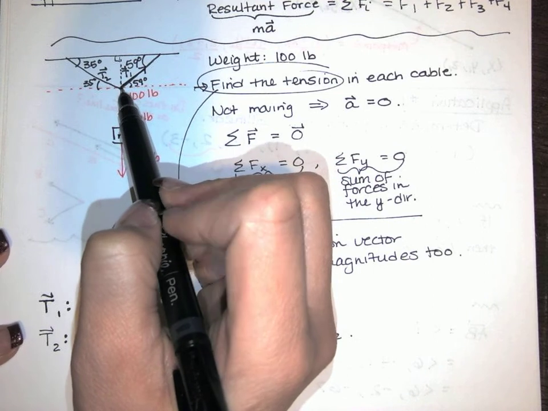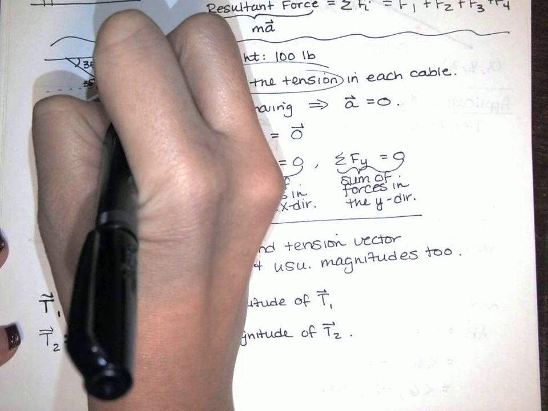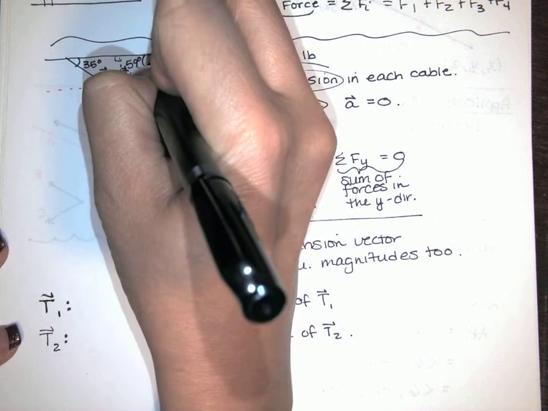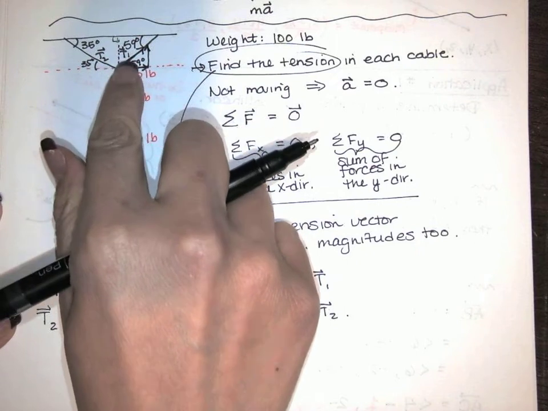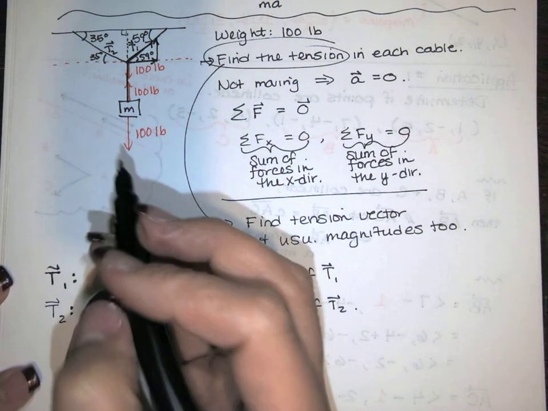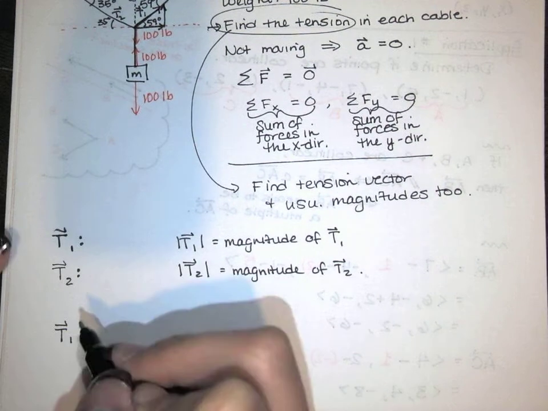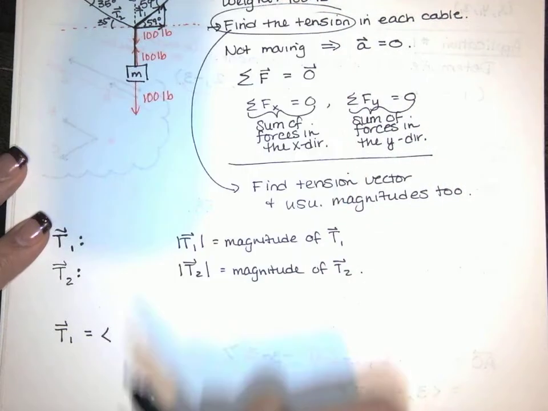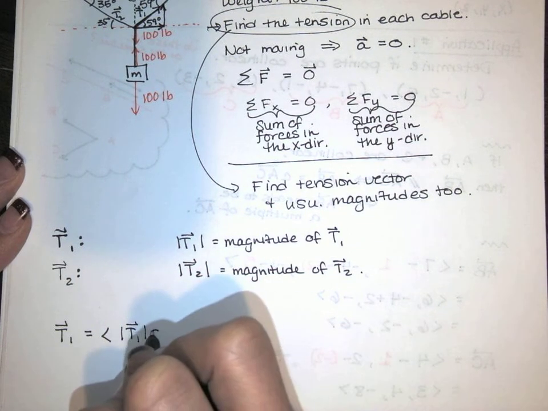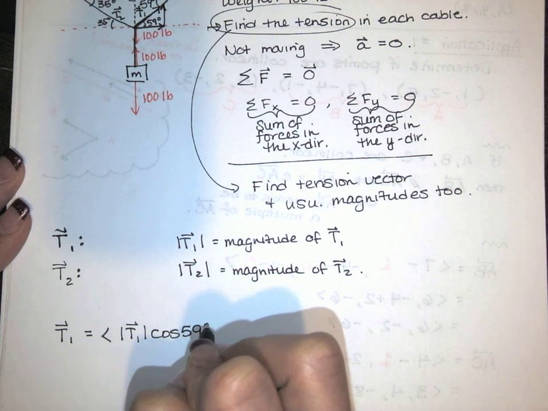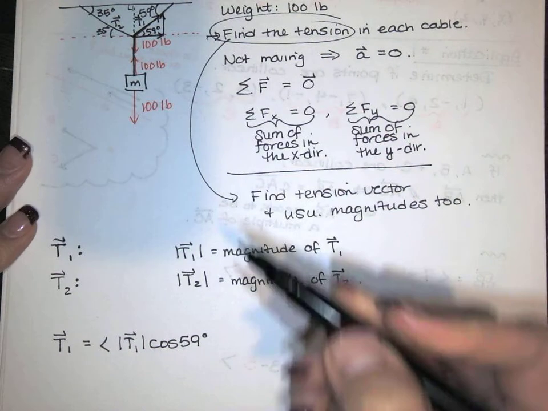That is a matter of choice, but it's a convenient choice, because with that choice, I can split this tension T1 into two parts. There's part of it in the x direction, and there's the other part in the y. So let's talk about the tension T1. Well, the x component of that tension is adjacent to the 59. It's going to be whatever the magnitude is, which I don't know, times cosine of 59. The adjacent side gets the cosine. It's in the positive x direction, so this is going to be positive.